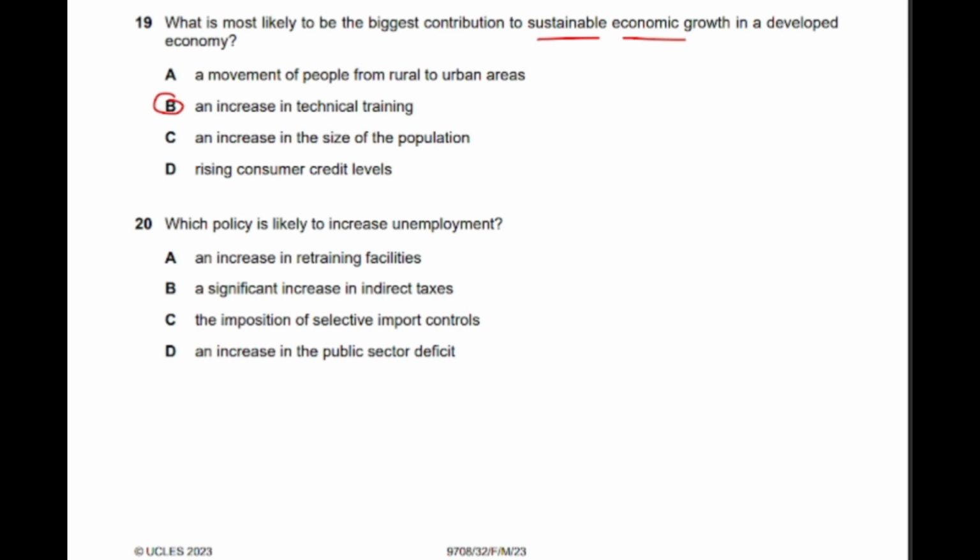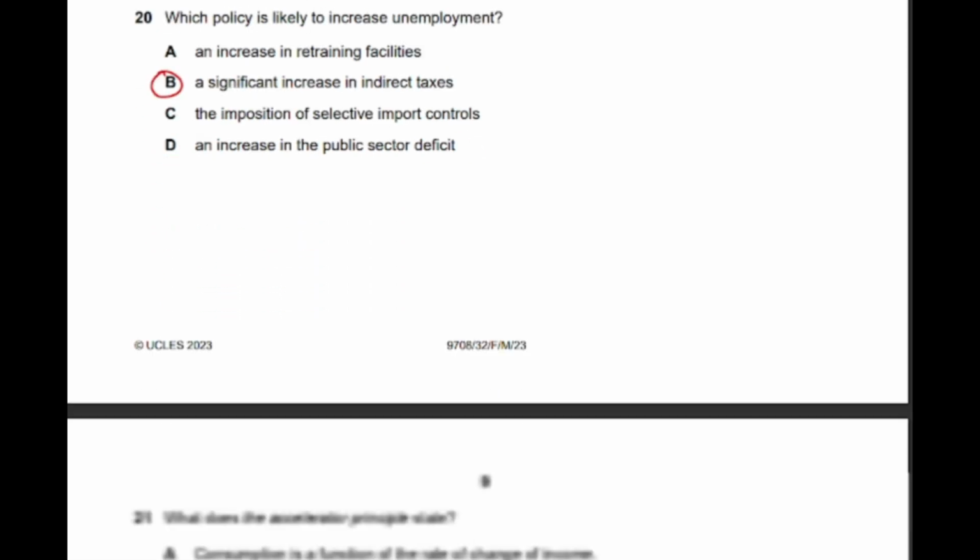Question number 20 is, which policy is likely to increase unemployment? Right. So option B is correct, a significant increase in indirect taxes. If you impose more indirect taxes, then suppliers will be willing and able to supply less, and when supply falls, definitely producers need not employ workers, and the demand for workers will decrease and unemployment will increase.